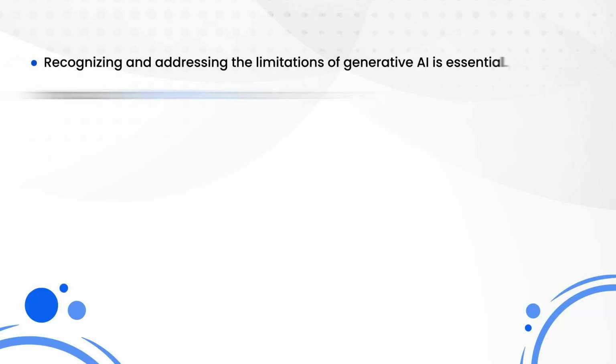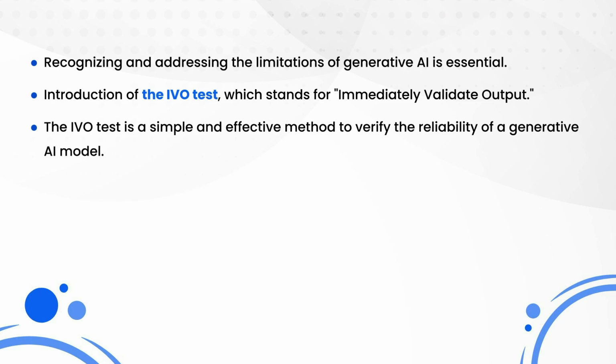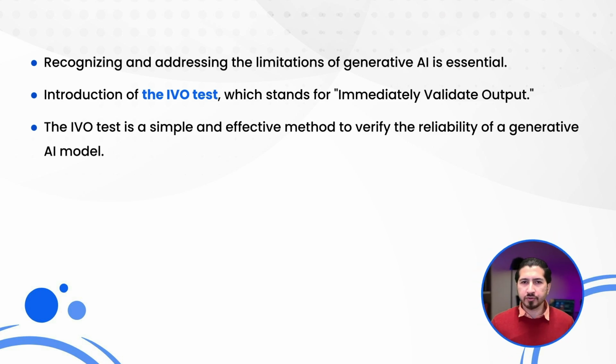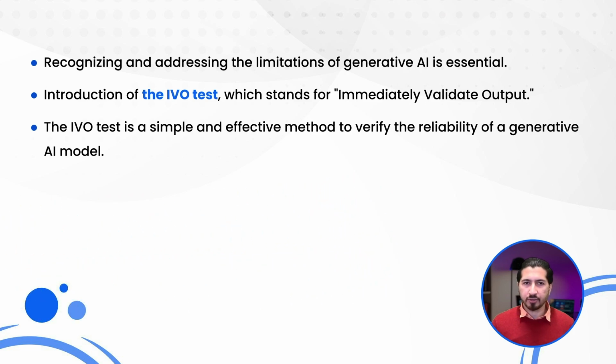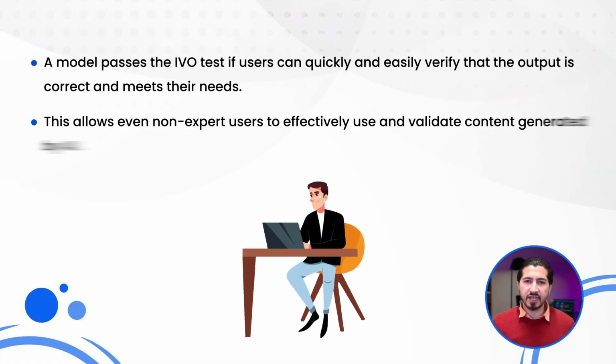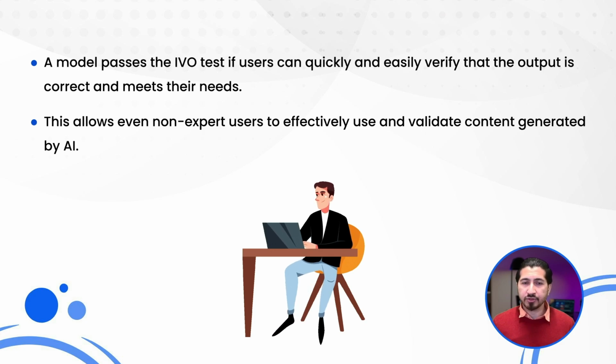Since we need to recognize and address the limitations of generative AI, we introduce a useful tool called the IVO test, which stands for Immediately Validate Output. It's a simple but effective way to check if a generative AI model is reliable. A model passes the IVO test if users can easily and quickly check that the output is correct and meets their needs. This way, even users who aren't experts can effectively use and validate content created by AI.